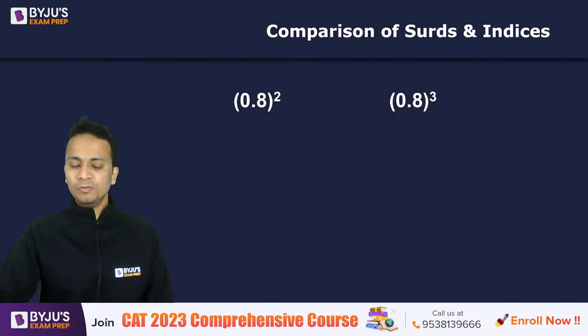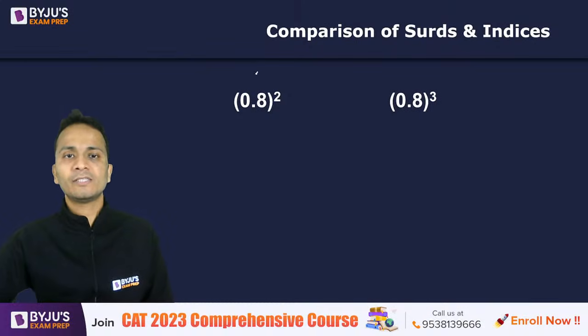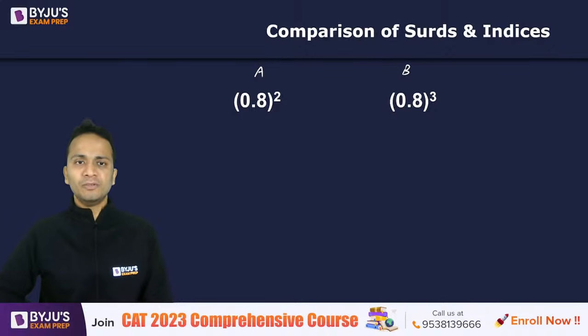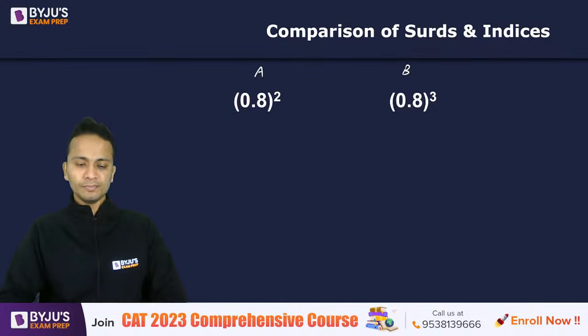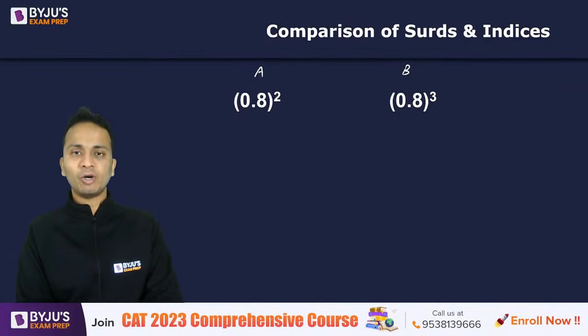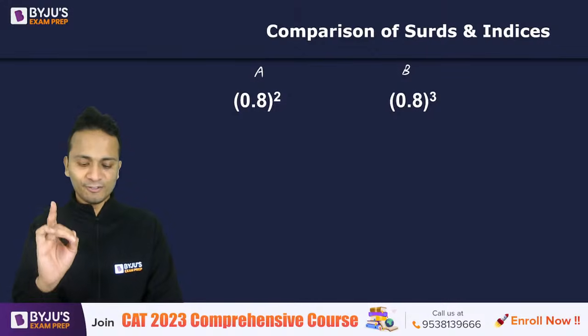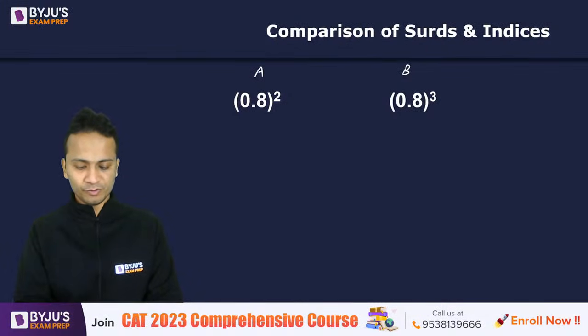Comparison between these two. Quickly, this is A and this is B. So tell me which one of these two is larger, 0.8 squared or 0.8 cubed. Come on, I want at least an answer for this one from each and every one of you.